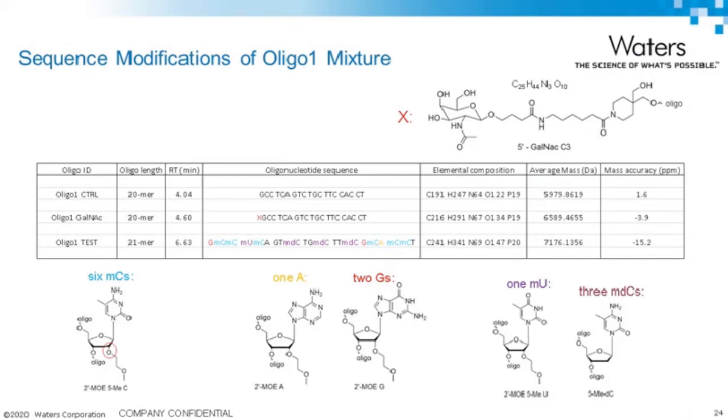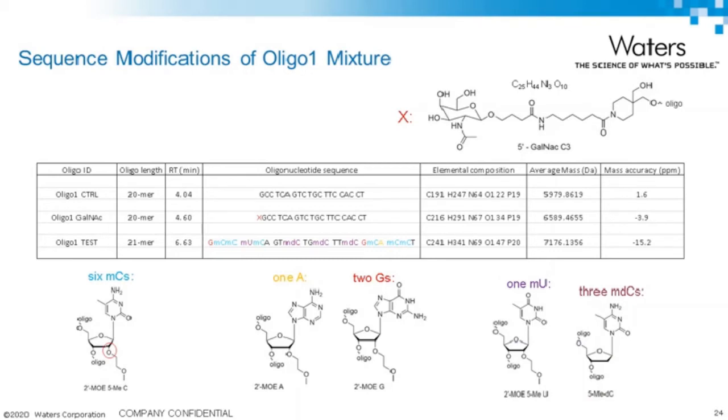So the first mixture analyzed was an oligo-1 mixture containing 3 oligonucleotides. The first one, labeled as oligo-1 control, is a 20-mer that has no modifications. We can calculate the average accurate mass based on the elemental composition for this oligonucleotide. A second oligonucleotide has exactly the same sequence, but it contains a tag, a GalNAc sugar attached via a C3 linker to the 5' end of the molecule. Finally, we have an oligo-1 test compound containing 21 nucleotides, and only 8 are left unmodified. 13 others are modified with different functional groups.